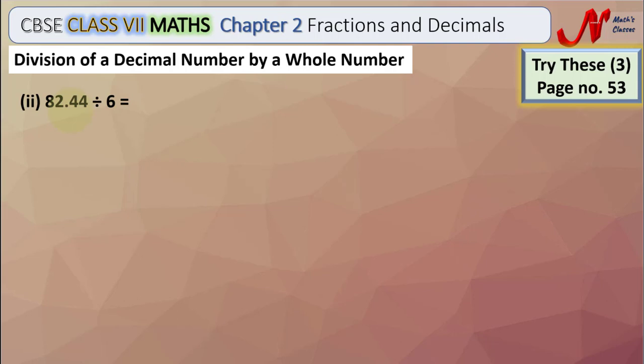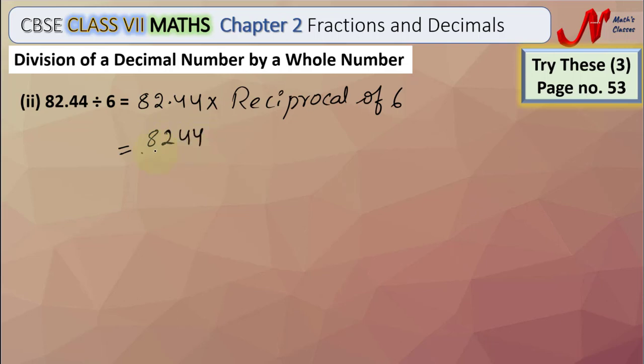Now we find the value of 82.44 divided by 6. This can be done by writing 82.44 into the reciprocal of 6. So 82.44 can be written as 8244 by 100, because we have to do this after the decimal, so we write 100 in the denominator. The reciprocal of 6 means we can write 1 by 6.